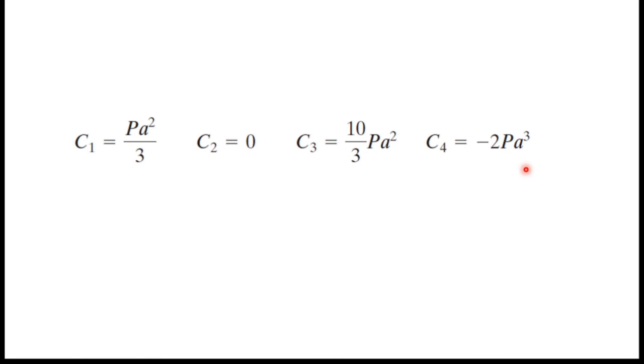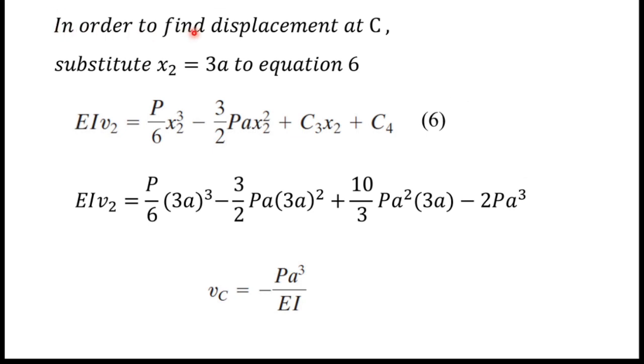So finally I can find the deflection of point C. In order to find the displacement at C, substitute x2 equals 3a into equation 6. So this is equation 6. I will substitute x2 equals 3a into these values. Here I know all the constants, so I can substitute the C3 value for this C3 and the C4 value for this C4. If I simplify this, I get Vc equals minus Pa to the power 3 over EI.